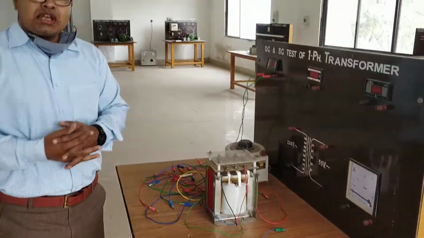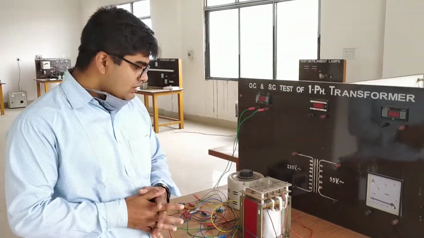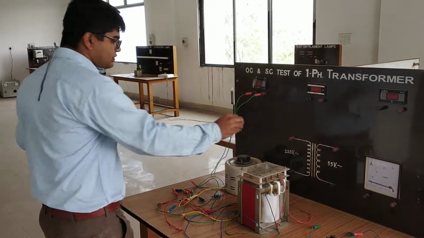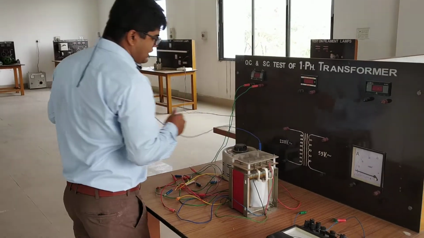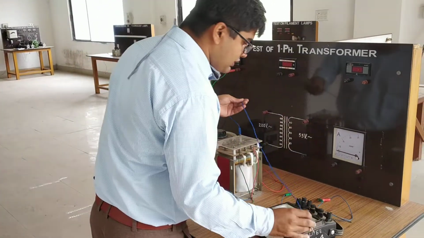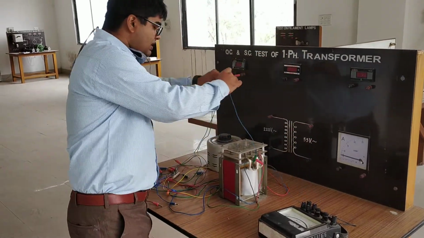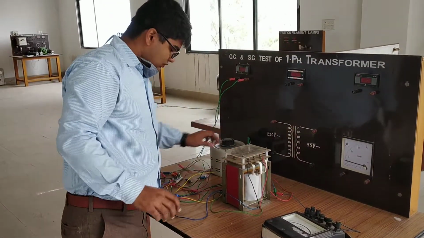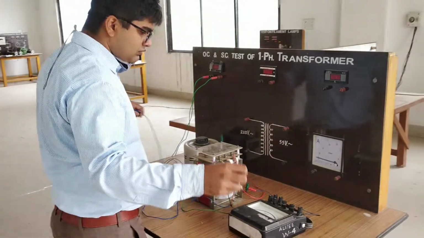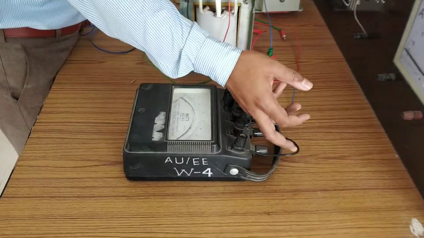So now in this case, the supply will be given to the high voltage side. So let's start from the variac. One terminal is going to the M terminal. So this is the wire. From M, this M and C are shorted. You can see M and C are shorted.